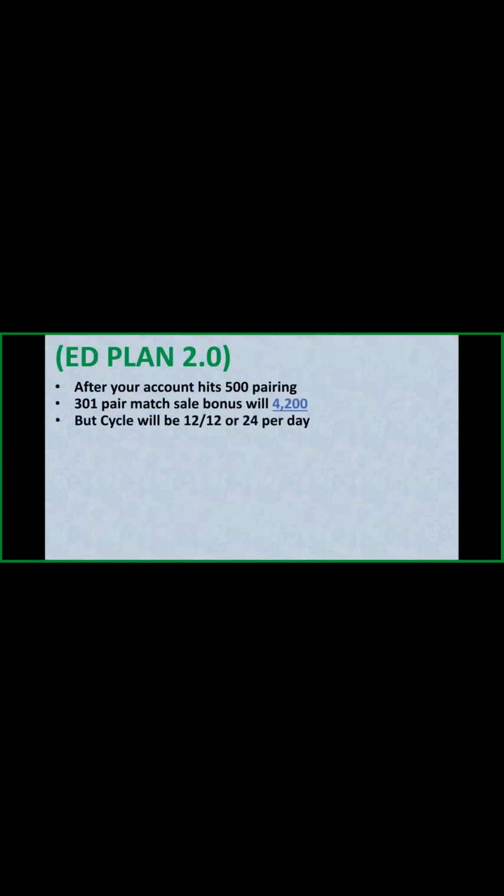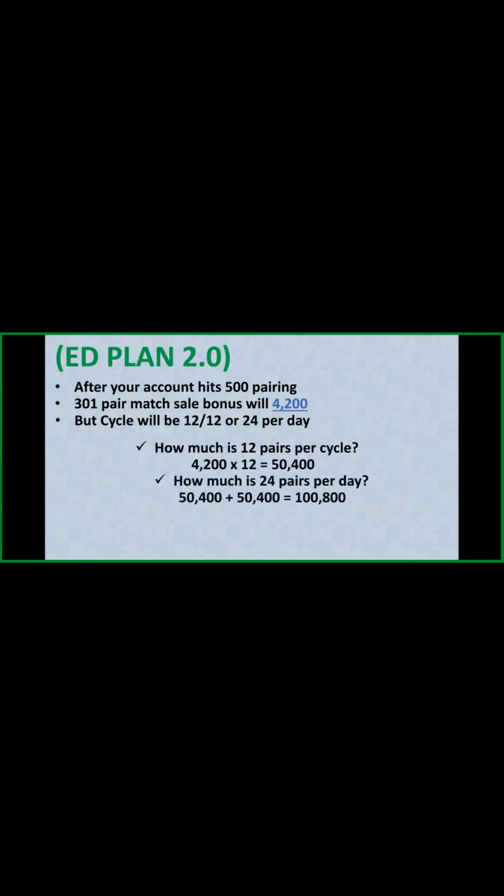With the Head Plan 2.0 system, after your account hits 500, actually it should be 300 pairing. The 300 match sales bonus will be 4,200, but the cycle will be 12 pairs during the day and 12 pairs during the night. Like I explained, once it hits 301 yours is 4,200, but your cycles will not be 10 during the day and 10 during the night, it will be 12 and 12, a total of 24 hours. So just like I had calculated for you, if you do 12 pairs per cycle, that is 50,400.